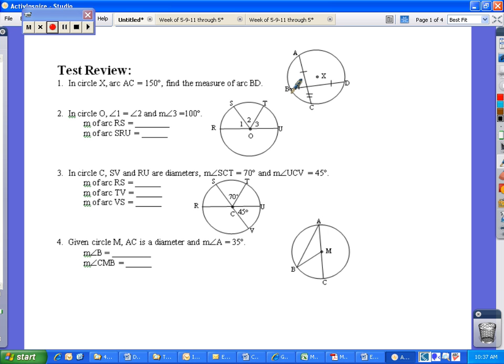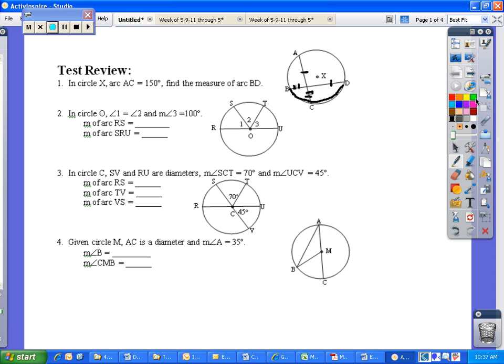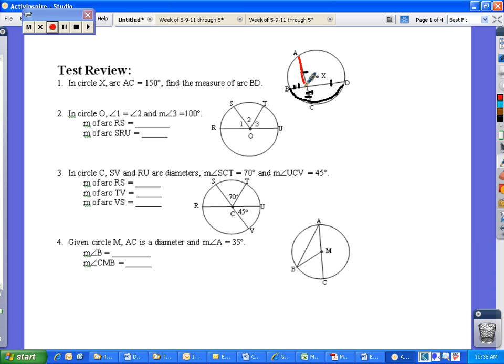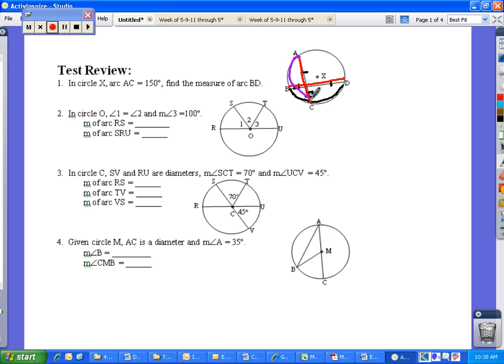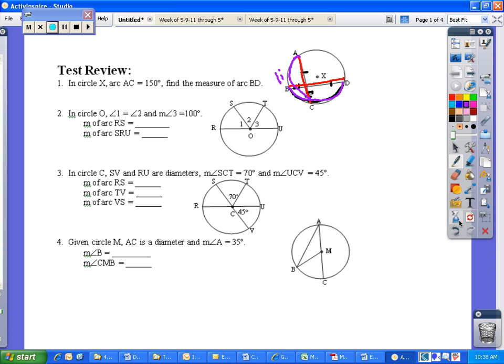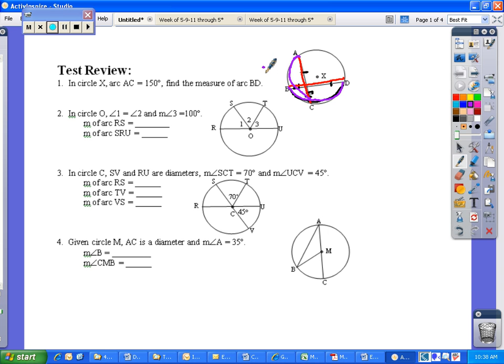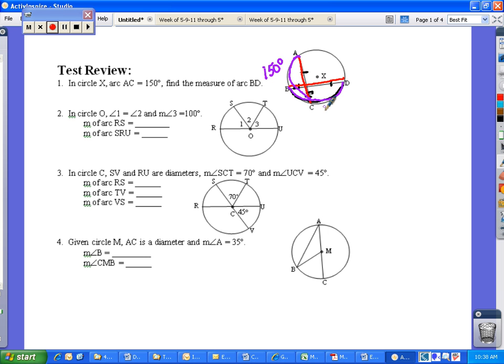BD, that would be this arc right here, I see that this is congruent to this and that this is congruent to this. So therefore, I know that this whole segment here is congruent to this whole chord here. So if those chords are congruent, that means that this arc of the chord is congruent to this arc of the chord. And if I know that this arc here is 150, then I know that this whole arc here is 150, that means that my other arc is also 150 degrees.